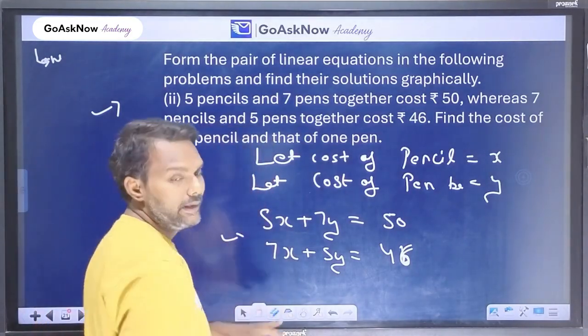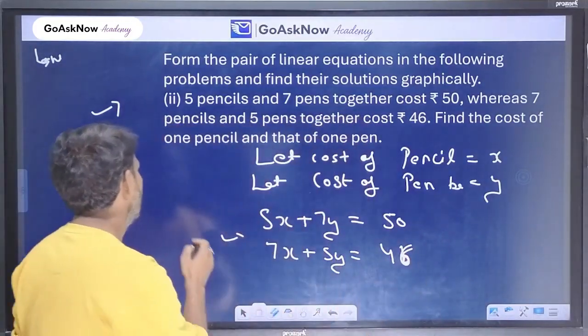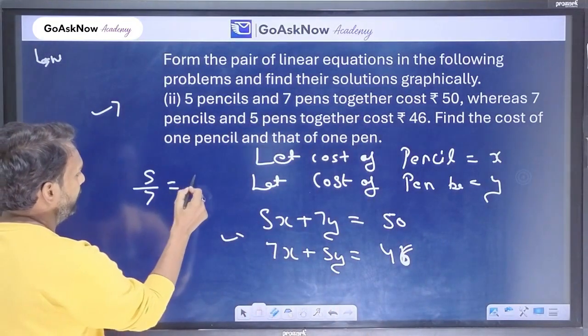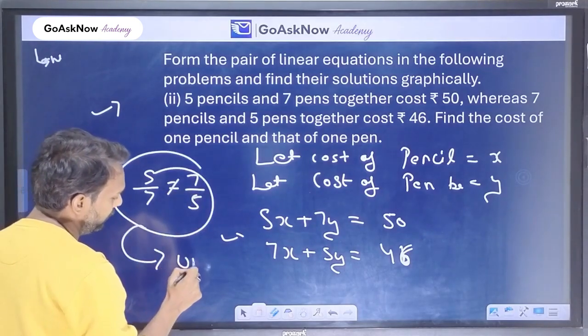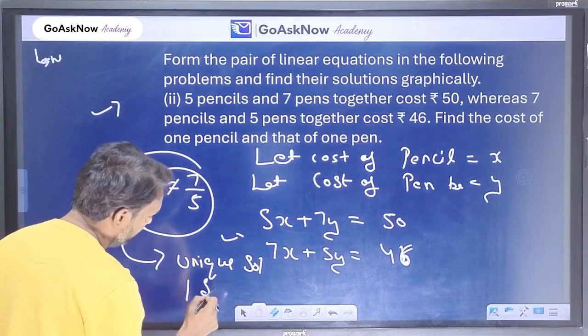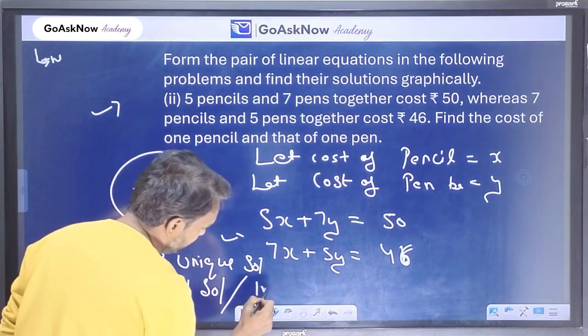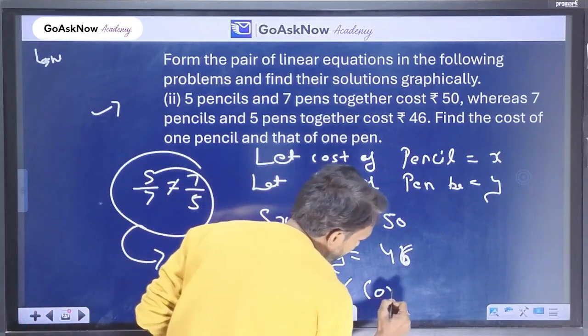Let's check here whether it has a unique solution, many solutions, or no solution. So 5 by 7 is not equal to 7 by 5. That's it. It means the set of equations will have a unique solution. One solution. Intersecting lines. Consistent.